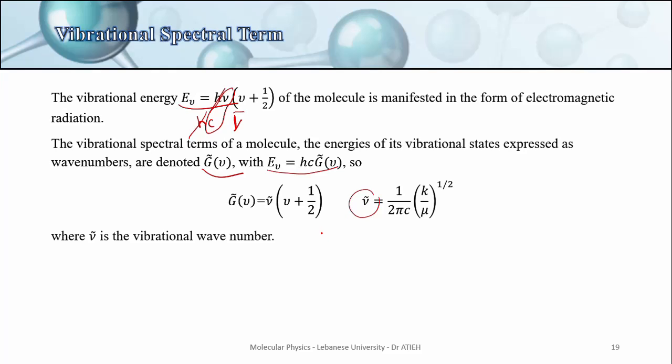It's equal to 1 over 2πc times the square root of k over μ. In some books, this vibrational wave number is written as ω_e or omega E. It's just a notation.